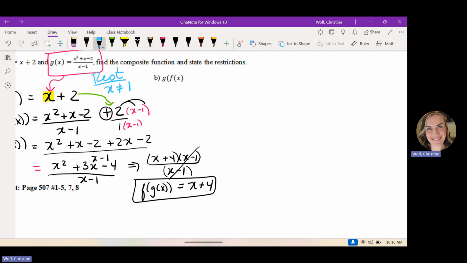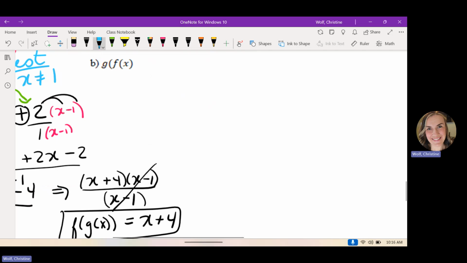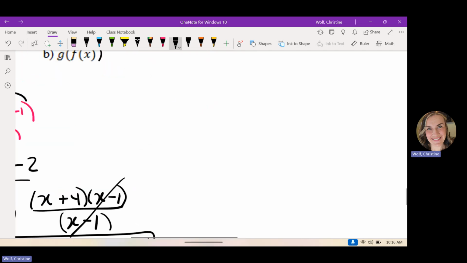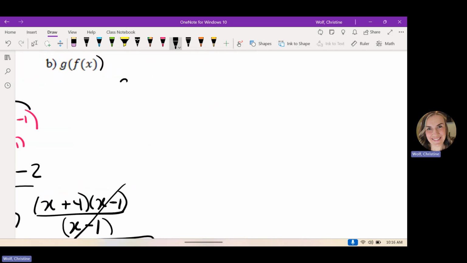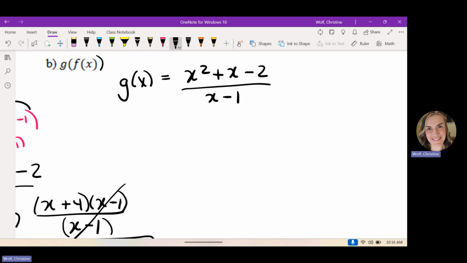Okay, last one. Let's just do it the other way around, okay? So now, I forgot a bracket here. I want g of f of x. So you start with g of x. He's kind of the boss, but holy smokes. I have to locate every x in g of x and replace it with f of x. So let's roll.